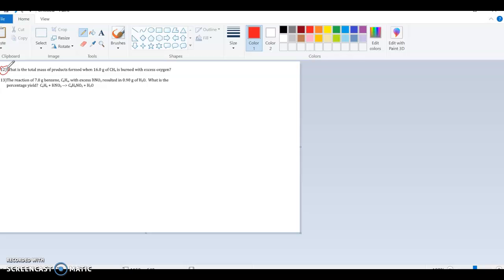So the first thing we need to do is get a balanced equation. It has CH4, and it says burn. So that means we're going to add oxygen. Oxygen is needed for something to burn. And I can see this is a combustion reaction, so I'm going to need to make CO2 plus H2O. I've got to balance the equation first.